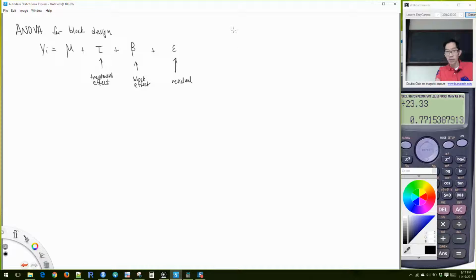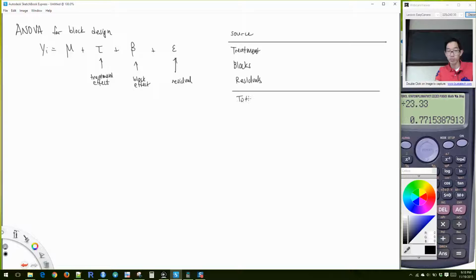Okay, and then your ANOVA table will have the source be treatment, blocks, residuals, and then you've got total. Then you'll have the other columns: degrees of freedom, sum of squares, and all of these things. Effectively, you look at the difference between the grand mean and the mean of each treatment, and this would be the difference between the grand mean and the mean of each block, and so forth, and then the residual difference.